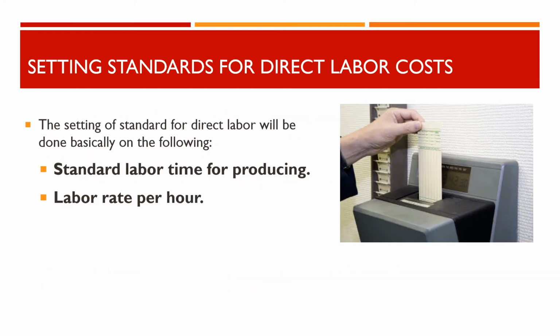If you want to engage a labor force for manufacturing a product or a service for which you need to pay some amount, this is called wages. If the labor is engaged directly to produce the product, this is known as direct labor. If the wages paid to workers cannot be directly assigned to a particular product, these will be known as indirect wages. The setting of standards for direct labor will be done basically on the following: standard labor time for producing, and labor rate per hour.